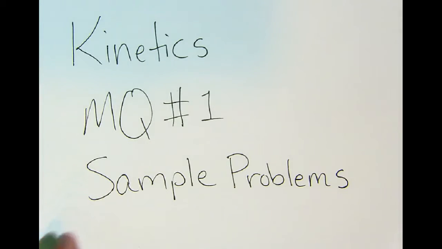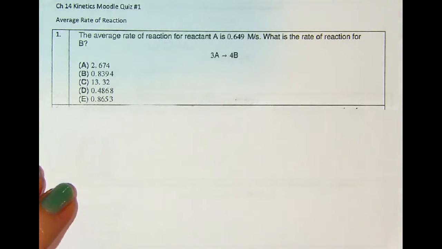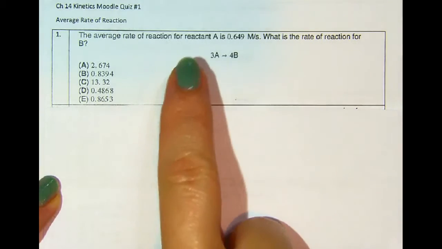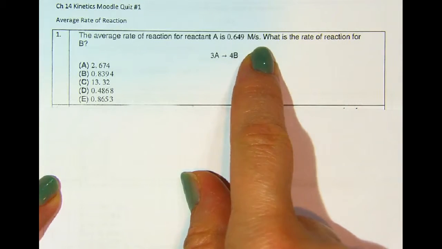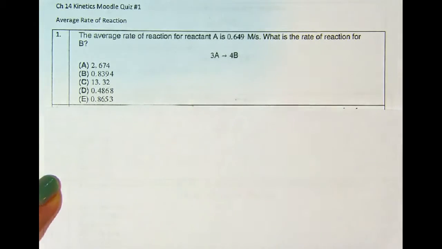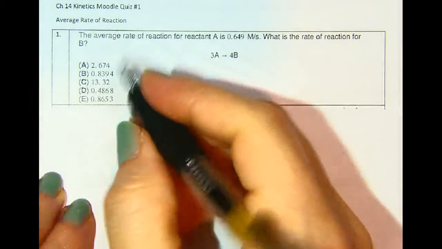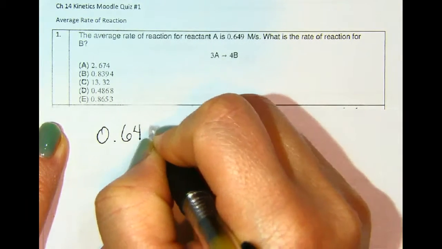Now we'll work through some sample problems from Moodle Quiz 1, starting with number 1. Number 1 tells you the average rate of reaction for reactant A is 0.649 molarities per second. What is the rate of reaction for B? And we're given this balanced equation. And so we'll use stoichiometry to figure this out.